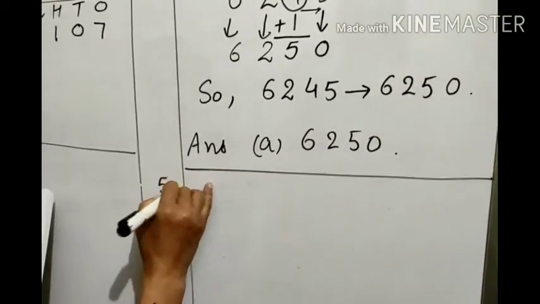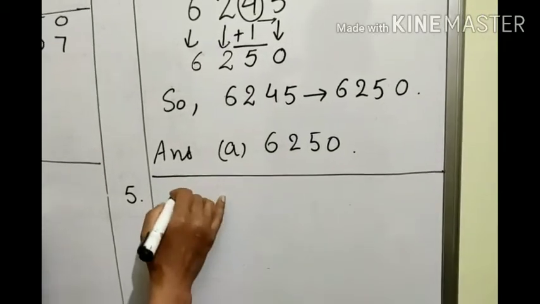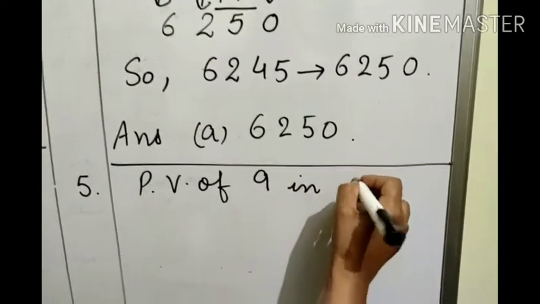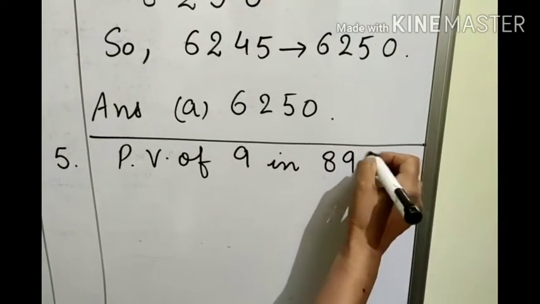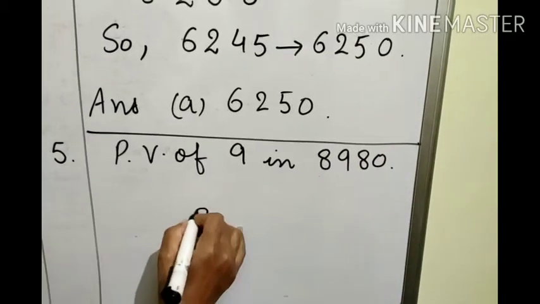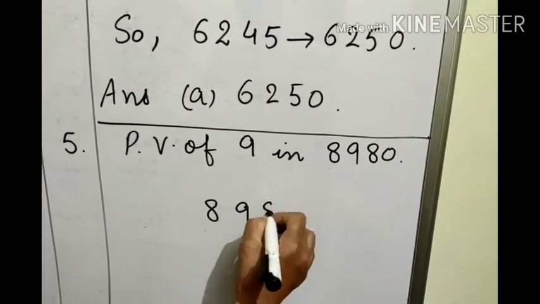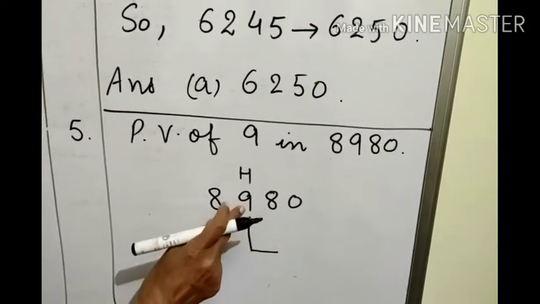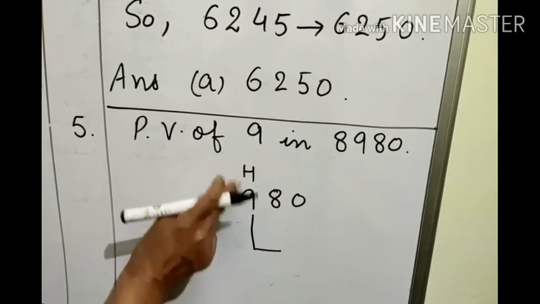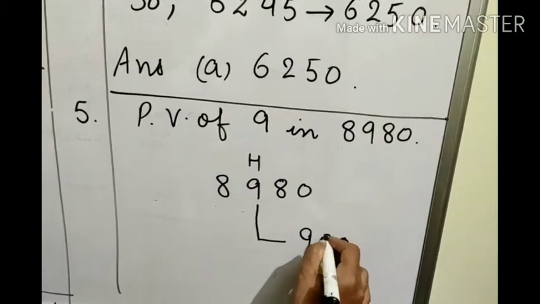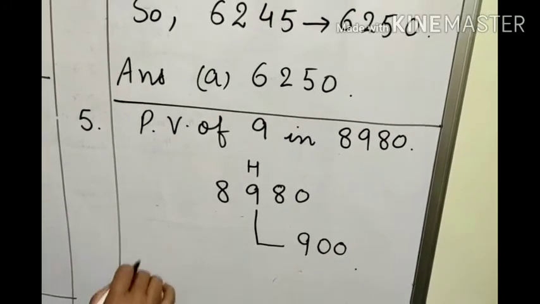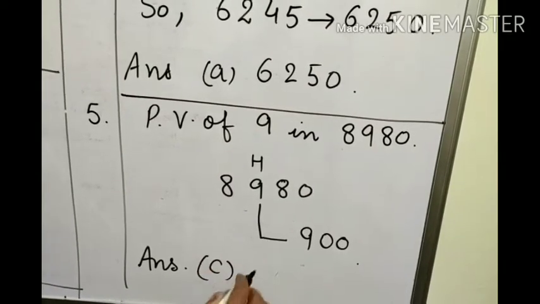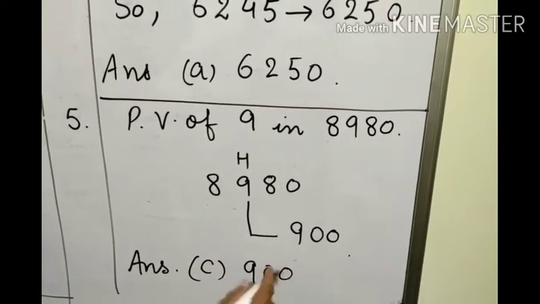Now question number 5. Write the place value of 9 in 8980. First write the number. The 9 is in the hundreds place, so the place value of 9 will be 900. So our right answer is 900. We will match our options. Option C has 900, so option C is our right answer.